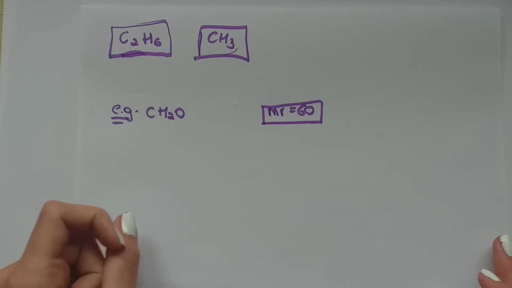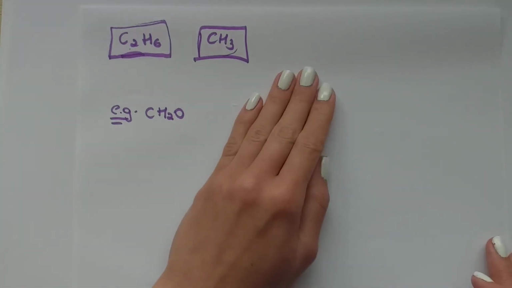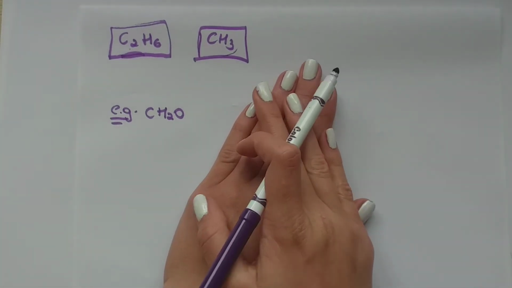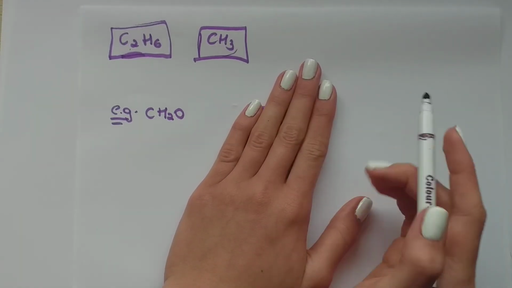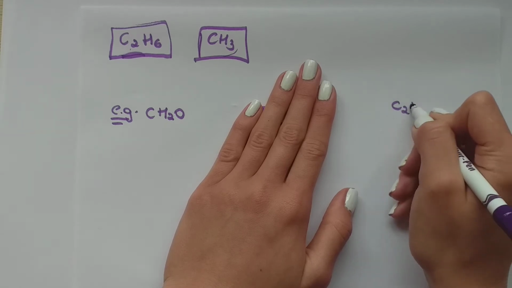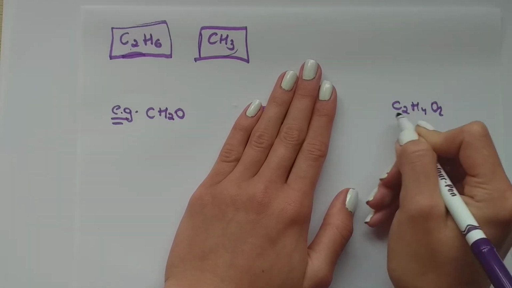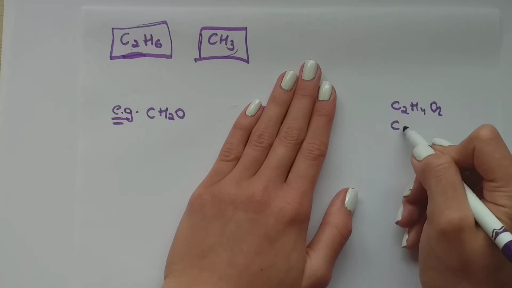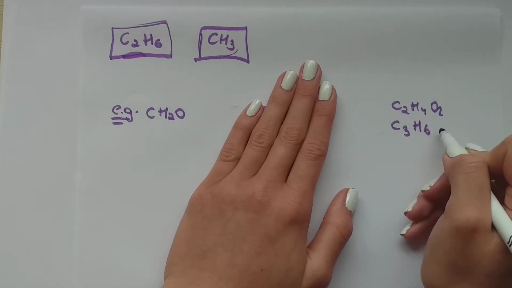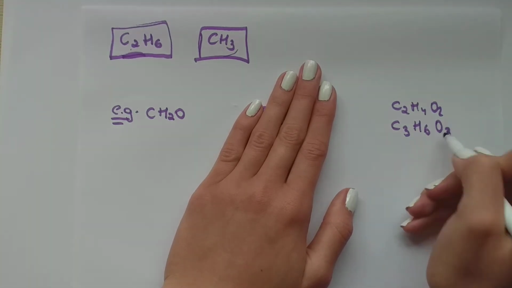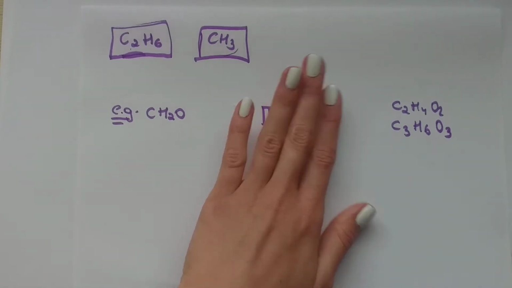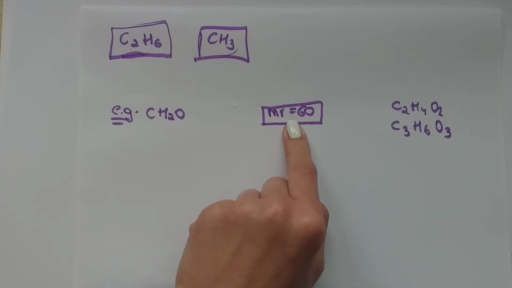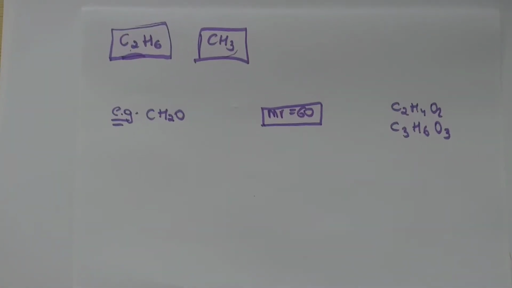formula. However, if you wouldn't be given the MR of this compound, there is no way you can figure out the molecular formula, because it could either be C2H4O2, multiplied by 2, it could be C3H6O3, it could be anything. But if you know the MR, then you know how many atoms there should be.